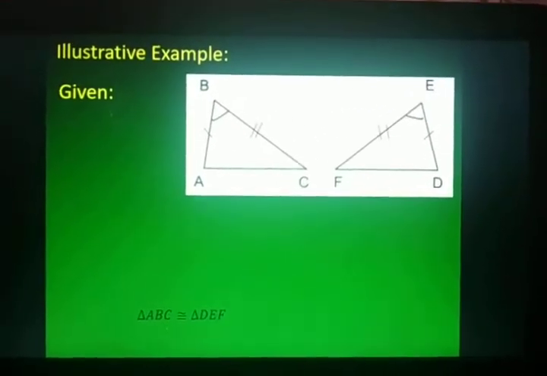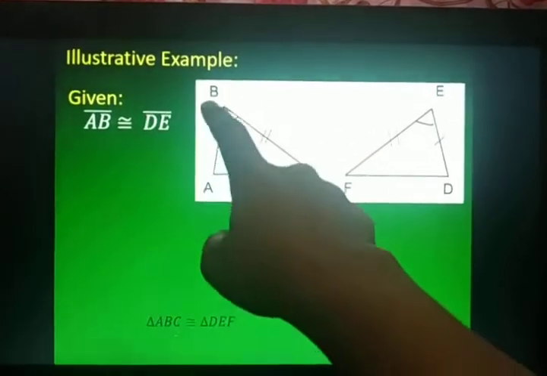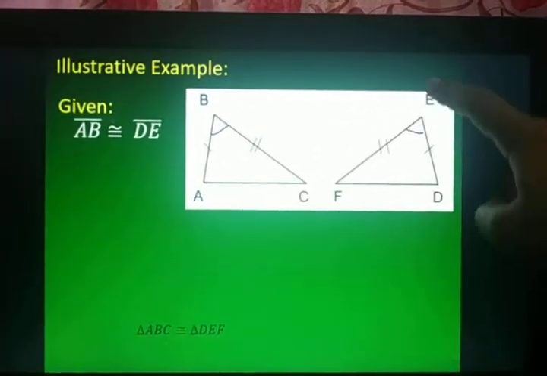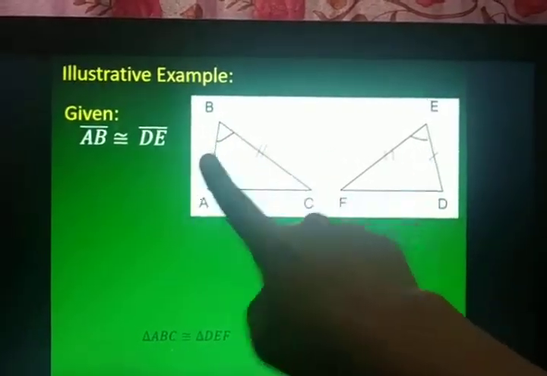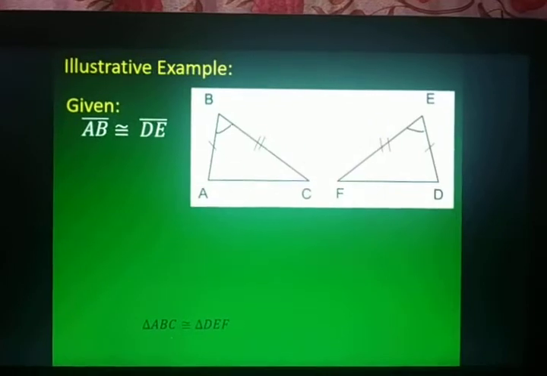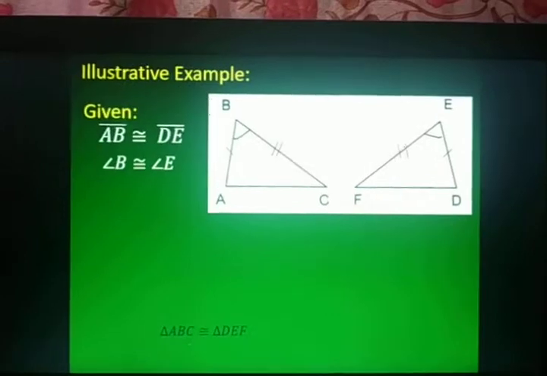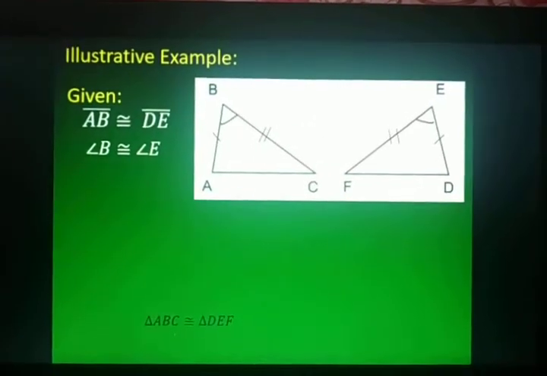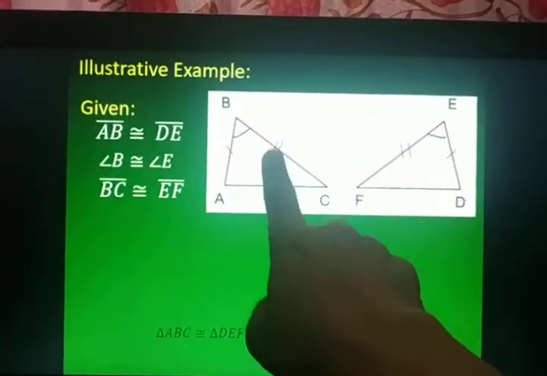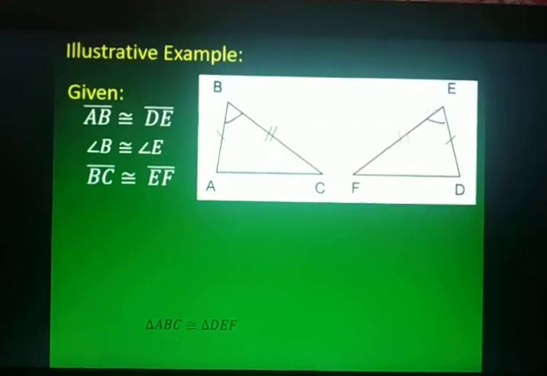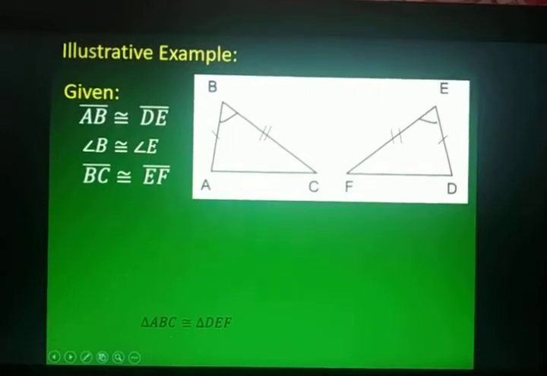These are statements already. We have side AB, or line segment AB, congruent with line segment DE. Considering the marked parts according to our drawing, the given is stated there. Next, we have angle B congruent with angle E. They are corresponding, and so they are congruent. Another given is side BC, with 2 marks. Line segment BC is congruent to line segment EF. These are the given information and they are already marked.